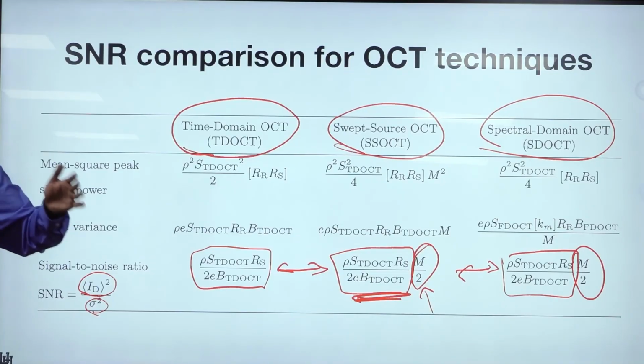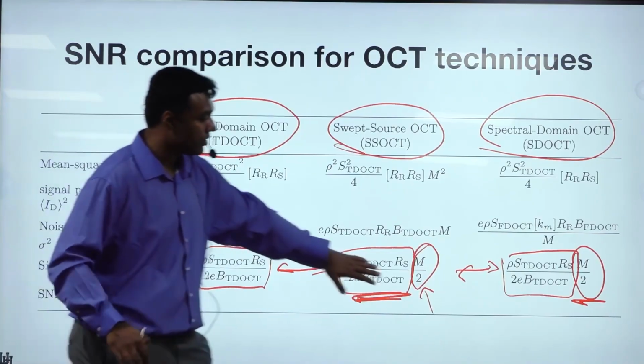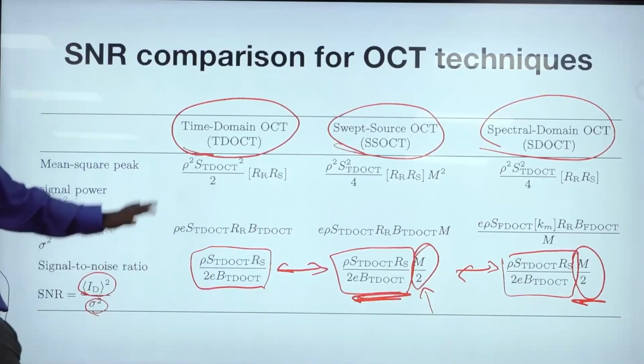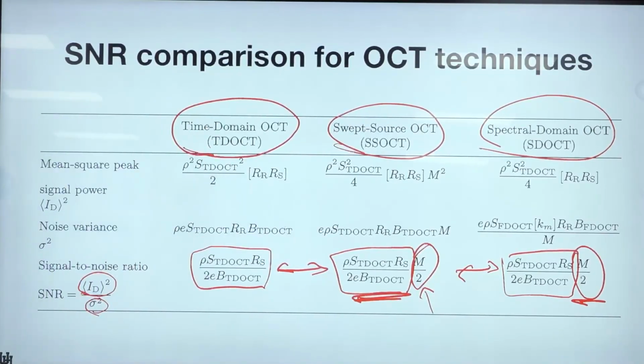So if you add more detectors into your spectrometer, you'll get much better SNR. And similarly, if you sweep across a lot of wavelengths, you'll get much better SNR. So today, the standard is to use spectral domain or swept source, because compared to time domain, the signal to noise ratio that you get is much better. What is signal to noise ratio? It's a measure of the quality of the data that you get.